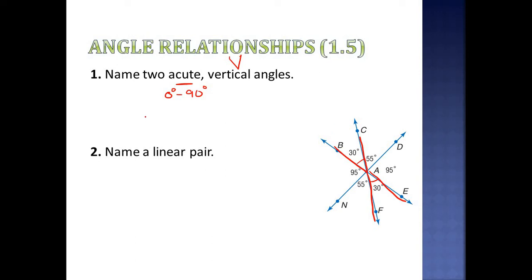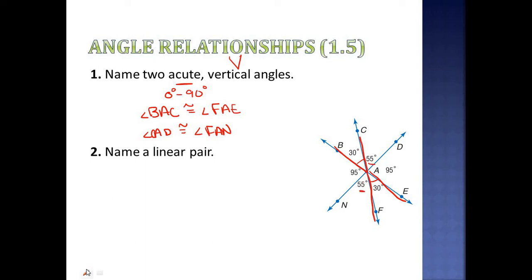So one angle pair there is angle BAC, and that's congruent to angle FAE. There's another angle pair as well that's both vertical and acute. That would be angle CAD and angle NAF, or angle FAN, because they are 55 degrees respectively.